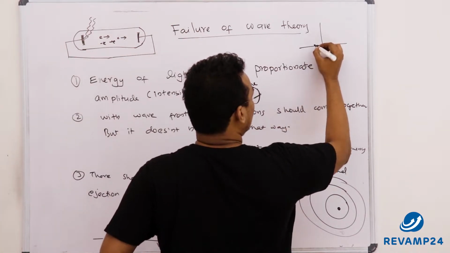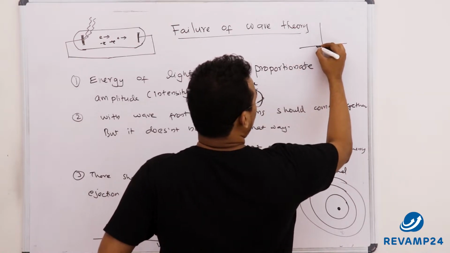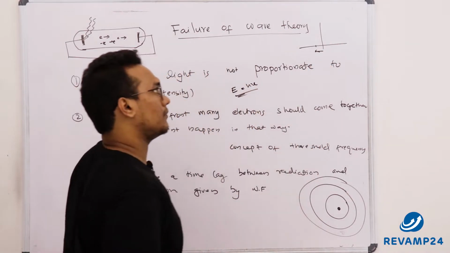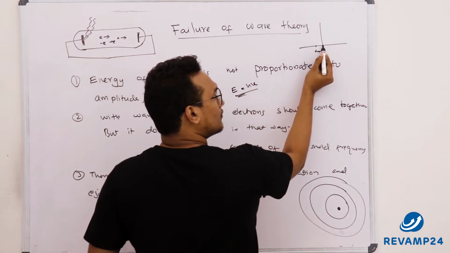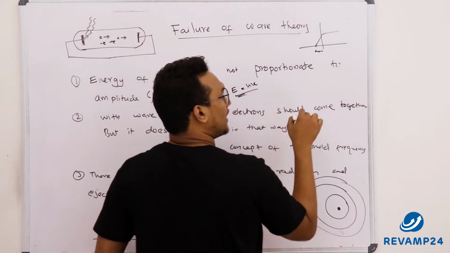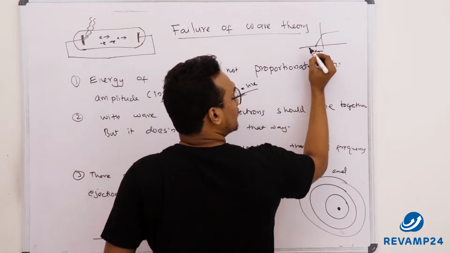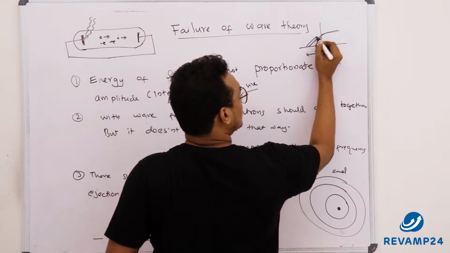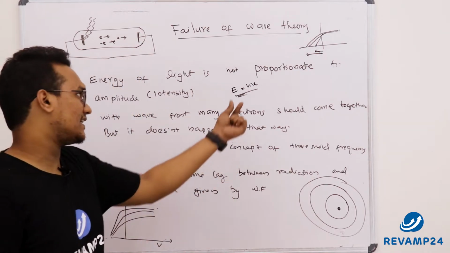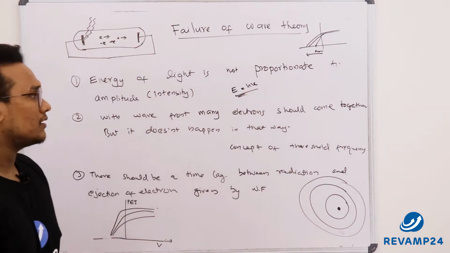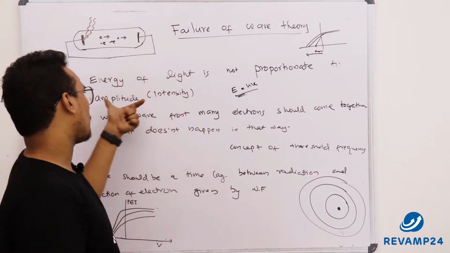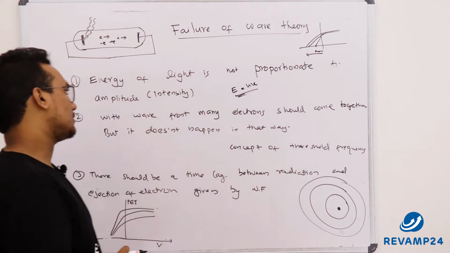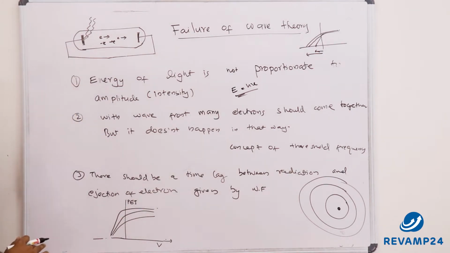With lower frequency, this was the stopping potential. I was able to stop photoelectric emission by giving a reverse potential in this way. But when I increased the value of frequency, I had to apply this much reverse potential to stop the process. So this was the graph. So energy is a function of frequency, but as per wave theory, it is proportional to amplitude and intensity, which has been proven wrong by the theory of photoelectric emission.